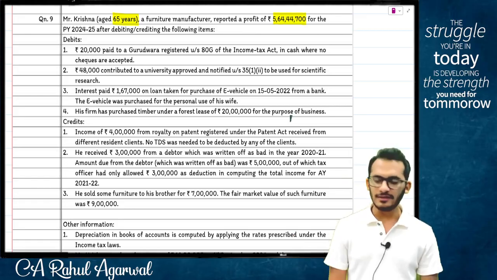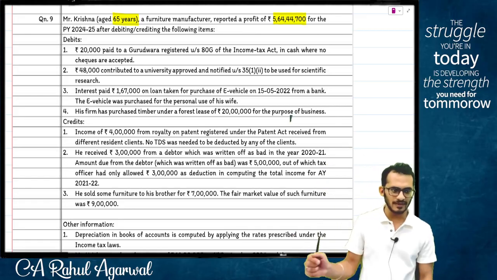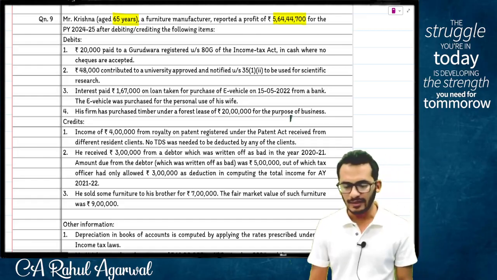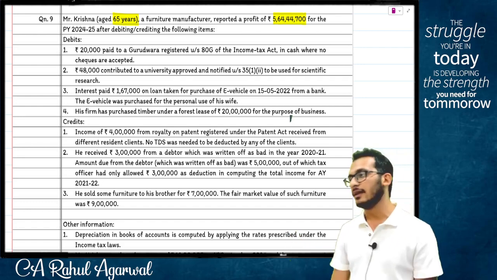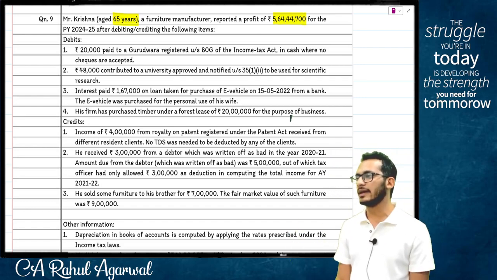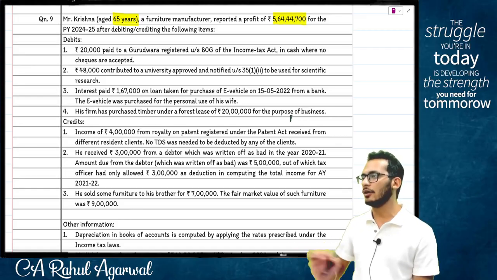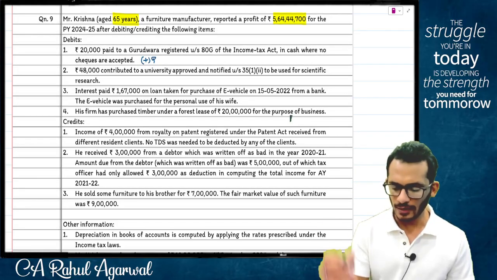First one says debits. Debits means all your expenses. First item says 20,000 was paid to Gurudwara registered under 80G of the Income Tax Act, to be used in cases where no cash, no checks are accepted. So I have paid 20,000 to Gurudwara in cash. First of all, from PGBP perspective, this is a payment to Gurudwara, not relating to business. Therefore, this is allowed under PGBP.